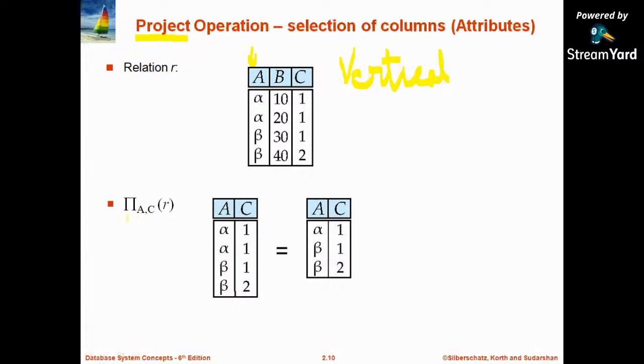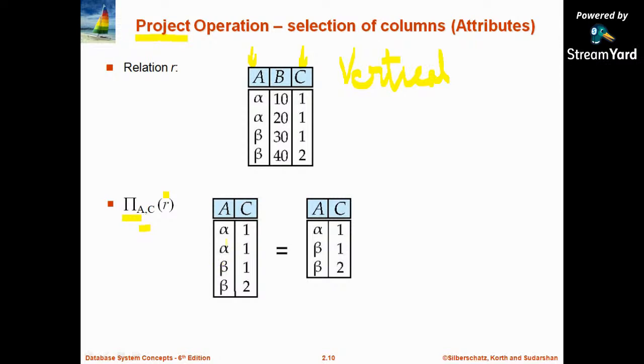How to write the project? You have to write this pi. The subscript is which columns you have to select, A, C, and on the same level you write the name of the relation, that is R. So it says that you have to select A, C. I do not want to take B. So it is a vertical selection. You have to take A, C like this.